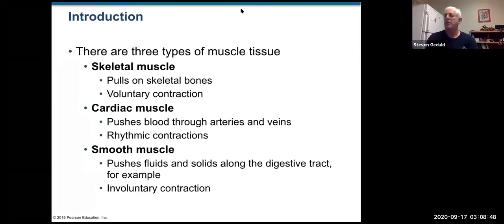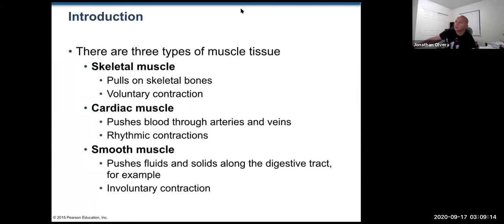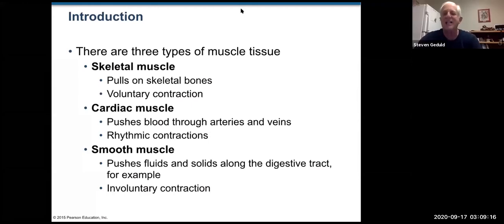Cardiac muscles are involuntary. It pushes blood through arteries and veins. It has rhythmic contractions. If you're looking at a histological slide of a cardiac muscle, what is the key thing you're going to look for that is going to differentiate the cardiac muscle from skeletal muscle? Intercalated discs. Perfect. The ability of all the muscles to contract at the exact same time so the heart pumps blood efficiently. You look for intercalated discs.